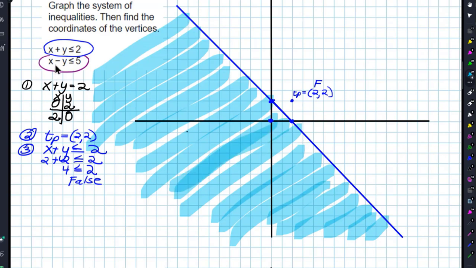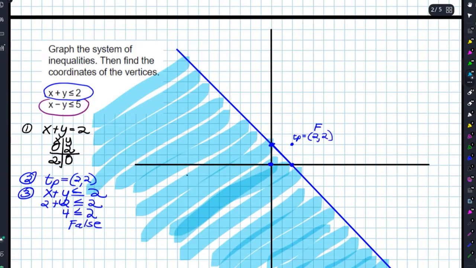Okay. Now we're going to graph x minus y equals 5. Now where can I get enough room for that? I think I'm going to go up here and hope that this works out. X minus y equals 5. XY chart.